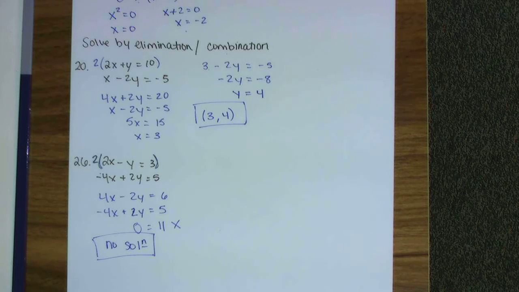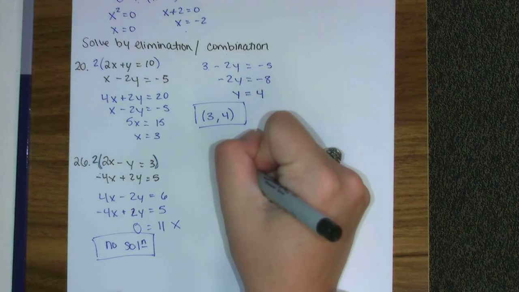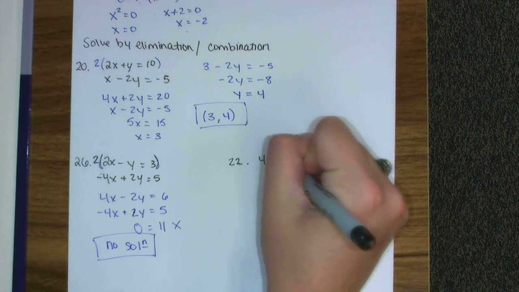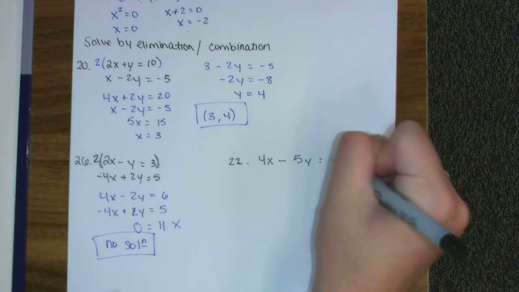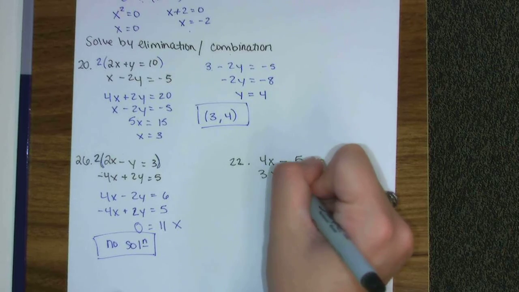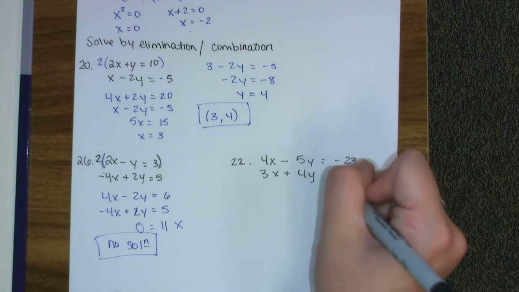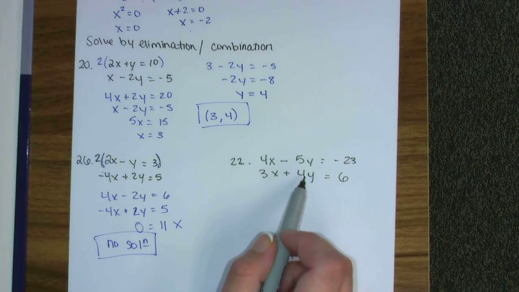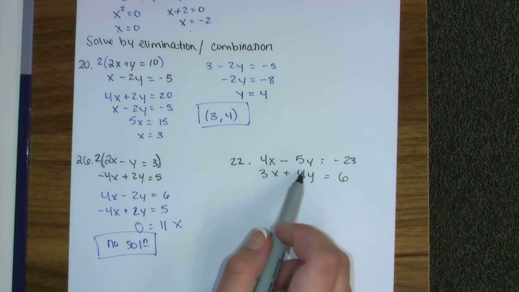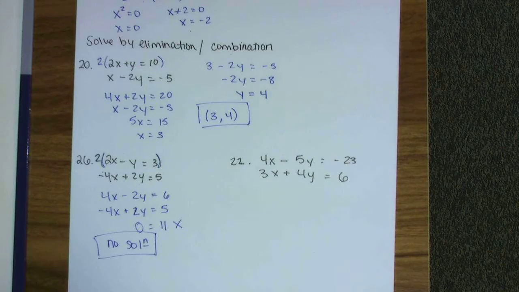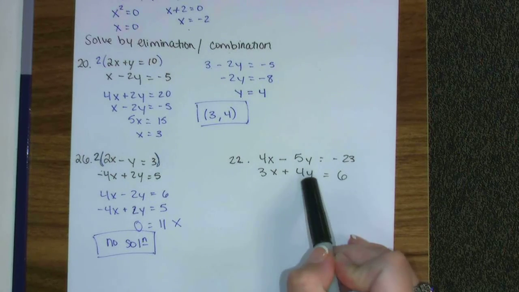And just really quick to set it up, I'm not actually going to do this one, but 22, I think it is. Yeah, 4x minus 5y is equal to negative 23, and 3x plus 4y is equal to 6. I have opposite signs here, but I can't multiply either of these by something to get the other number, so I'm going to have to manipulate both of them. With this 5 and 4 here, I would just multiply this one by 4 and this one by 5, so I would set it up.